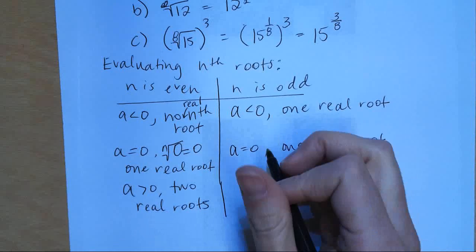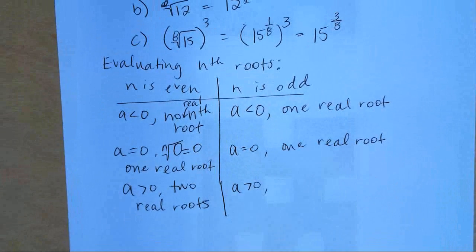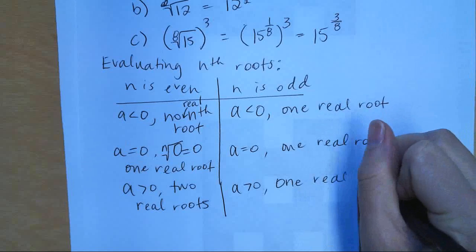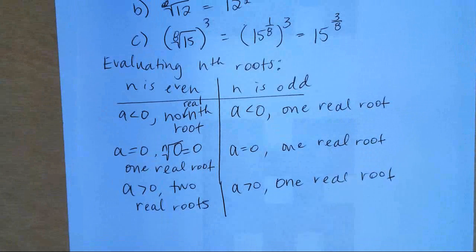And then what about if a is greater than 0? Like the cubed root of 8. There's still just one real root. So anytime that n is odd, there's going to be one solution. If n is even, then we could have no solutions, one solution, or 2 solutions. There's different possibilities.